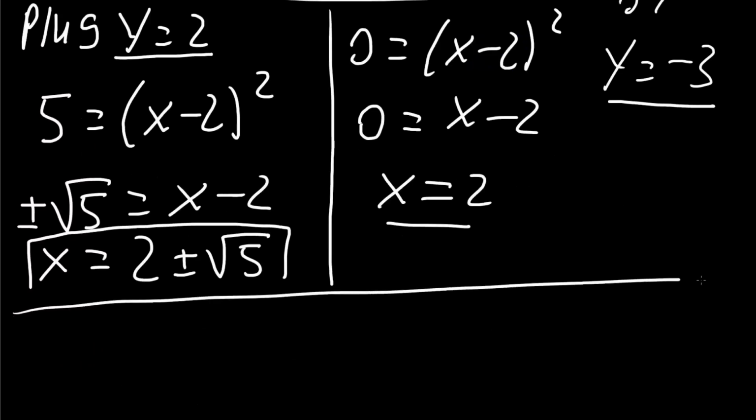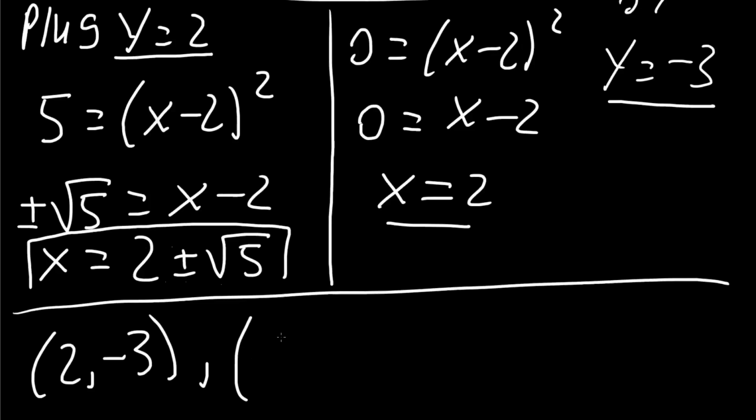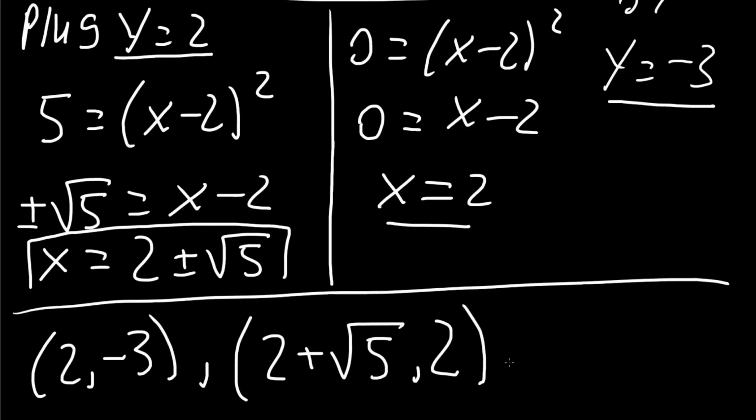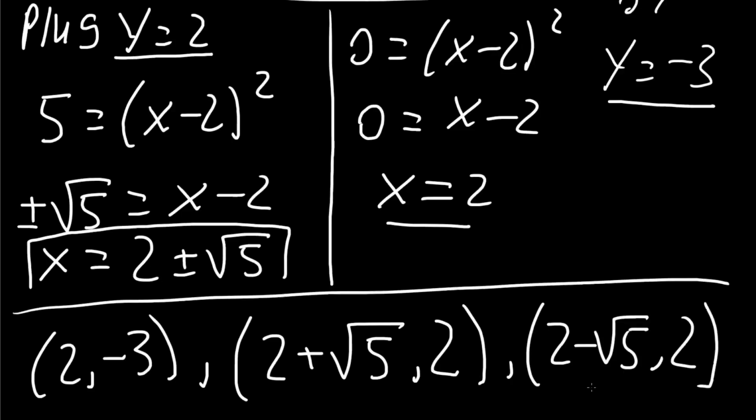And so our final answer can be written as (2, negative 3), and then (2 plus the square root of 5, 2), and then (2 minus the square root of 5, 2). These three answers are our solutions. And that's all we need to do for this problem.